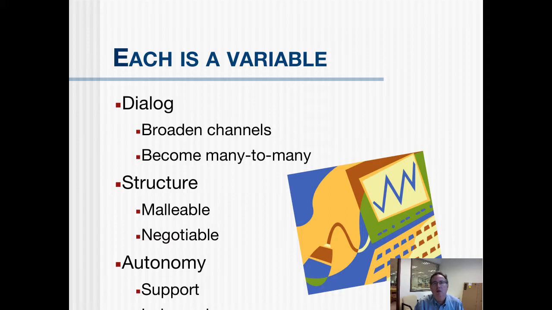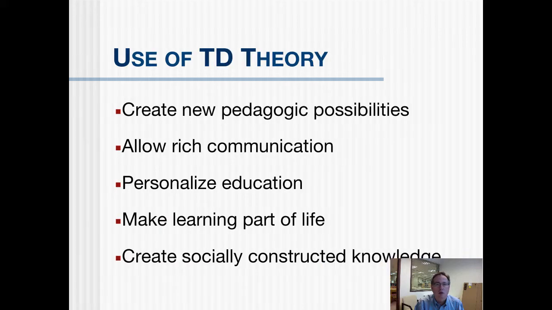So each of these is conceived of as a variable: dialogue, structure, and autonomy. It's not that one is good, one is better than another. They all have the right amount of ingredients to develop a good course.